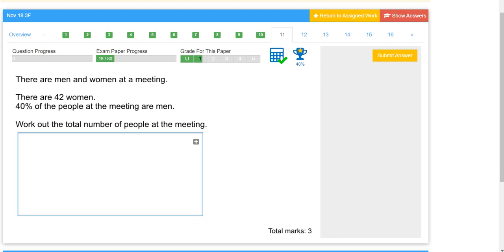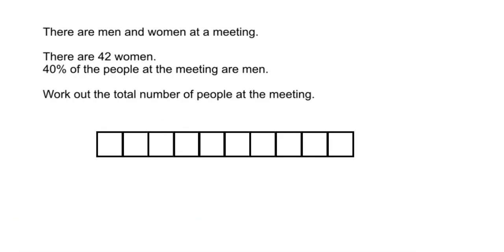Question 11, men and women at a meeting. 42 women, 40% of the people are men. Work out the number of people at the meeting. We can do it in different ways. To be honest, I would use a bar model with that because to me, bar models make a lot of sense. So here's my bar model. I've done it in tens because I recognize that we're doing percentages, 40%. So 40% is going to be 4 sections is men.